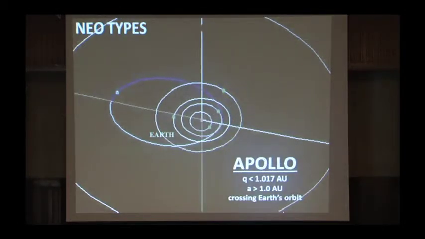There's an Apollo-type asteroid. And the way that you can think of this one is that it can cross the Earth's orbit. See here it's crossing the Earth's orbit there, and it's crossing the Earth's orbit there. But it spends most of its time outside of the Earth's orbit.